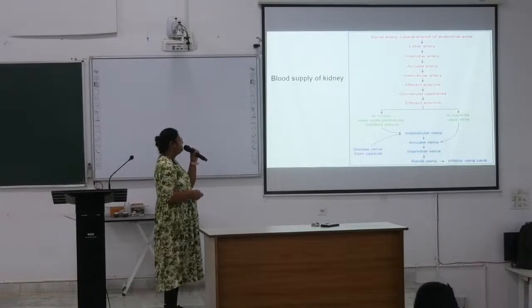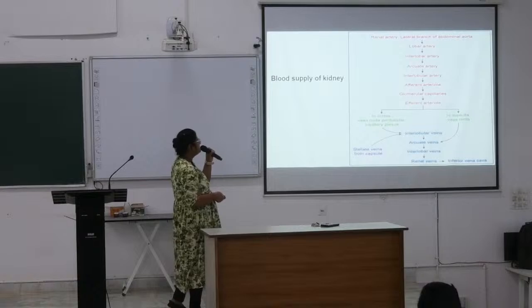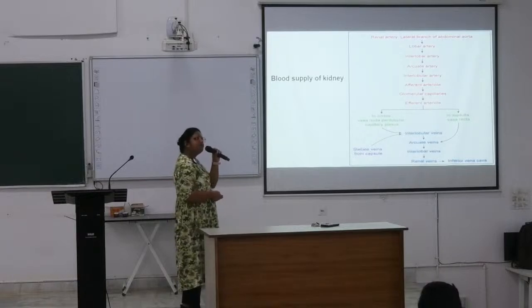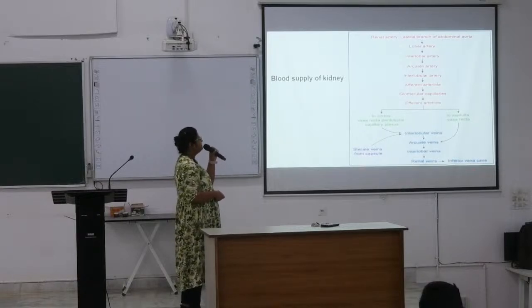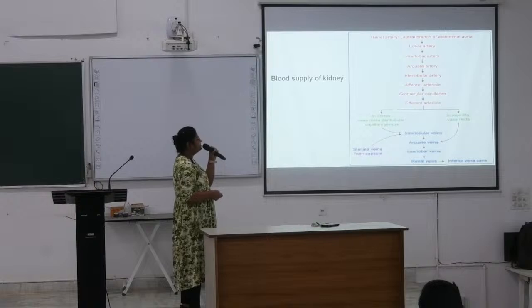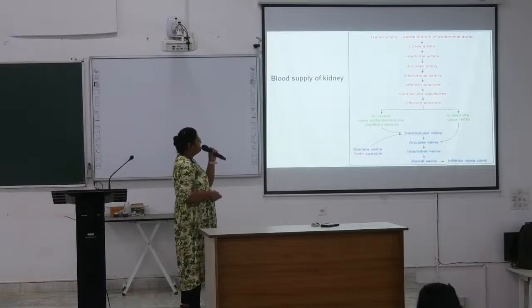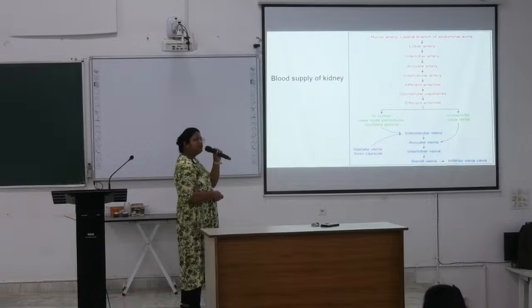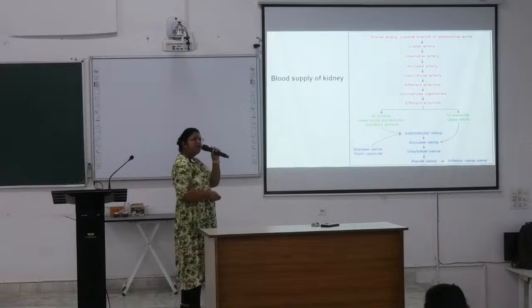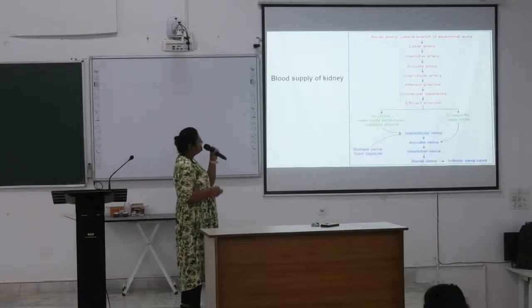This peritubular capillary plexus ultimately drains into interlobular veins, and the stellate vein from the capsule also drains into interlobular veins. From there into arcuate veins, into the interlobar veins, then into renal veins, and renal veins are draining into the inferior vena cava. Okay, so this is the drainage system of the kidney, the blood supply of the kidney.